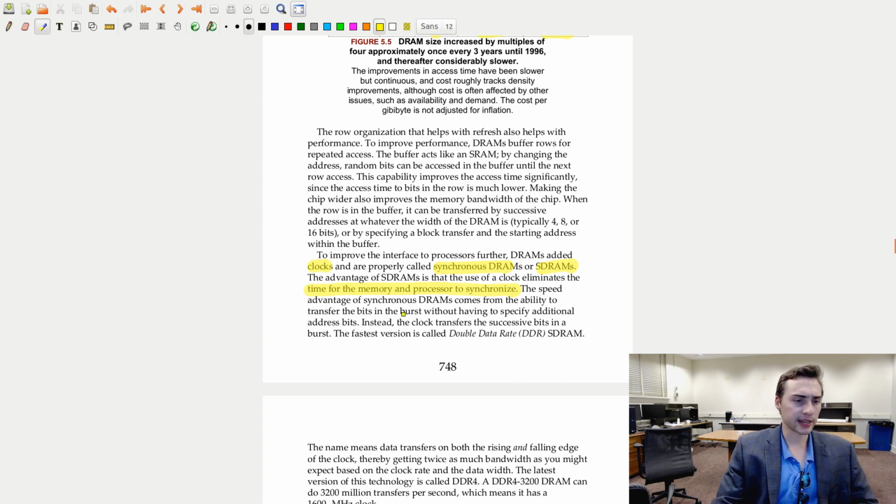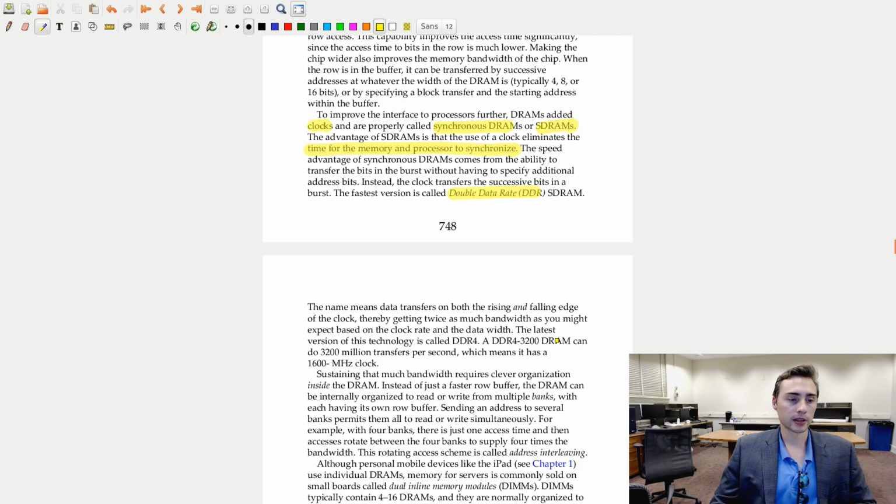So the speed advantage of synchronous DRAM comes from the ability to transfer the bits in a burst without having to specify additional address bits. Instead, the clock transfers the successive bits in a burst. This is what DDR is. When we're talking about double data rate, you can just think of it as instead of transferring one by one by one, we're transferring in bursts now. So this means that data transfers both on the rising and falling edge of the clock.